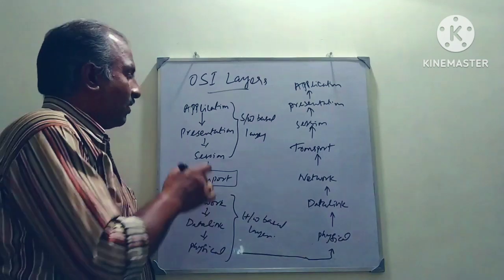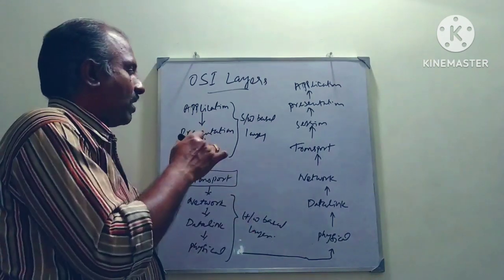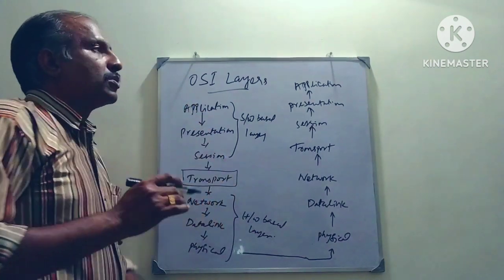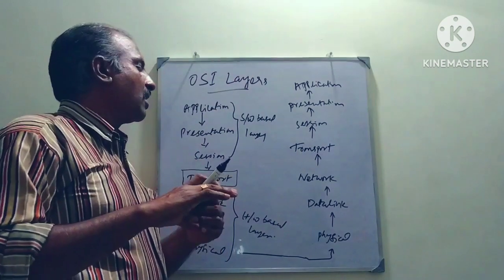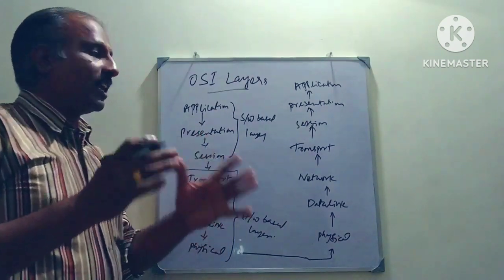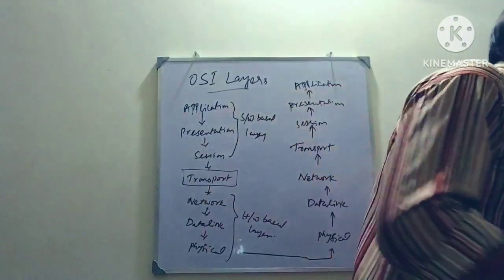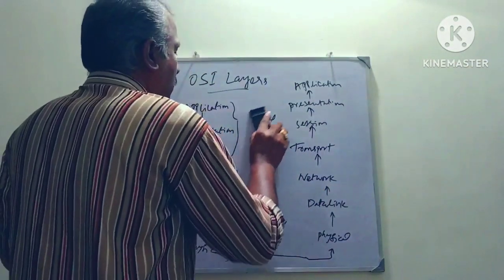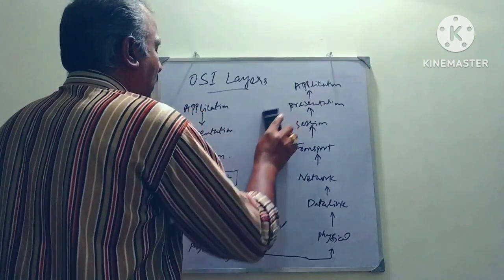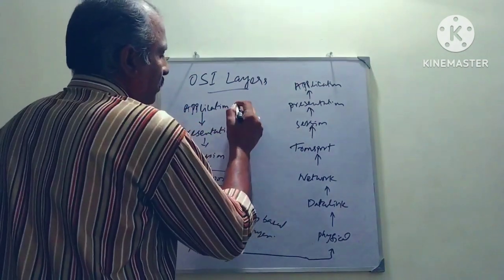Okay. So first we'll discuss one by one. First, the application layer. The application layer is the topmost layer, which is going to create the message. In this application layer, they're going to create a message like this. This is the message.